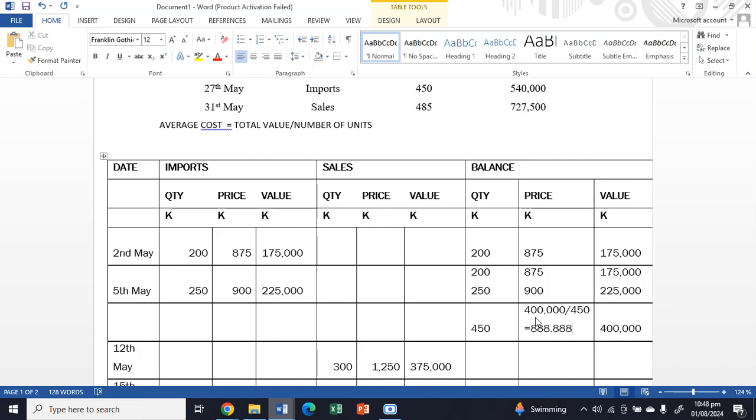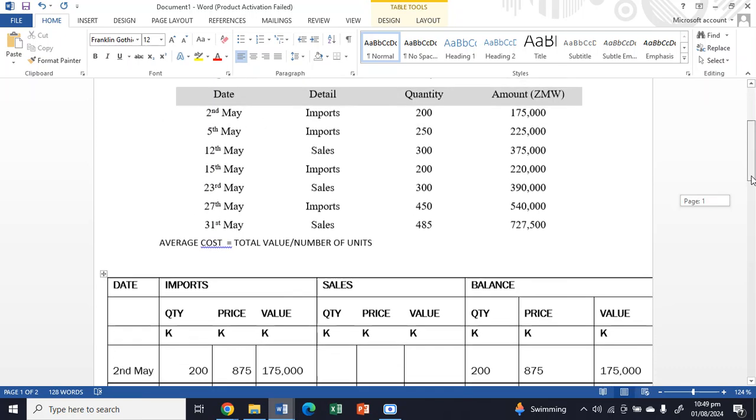So I wouldn't advise rounding off too early. Yeah. So this is our average cost of goods, 888. So whenever we make a purchase, that's when we get our average cost, especially if we've got two different batches of goods. All right.